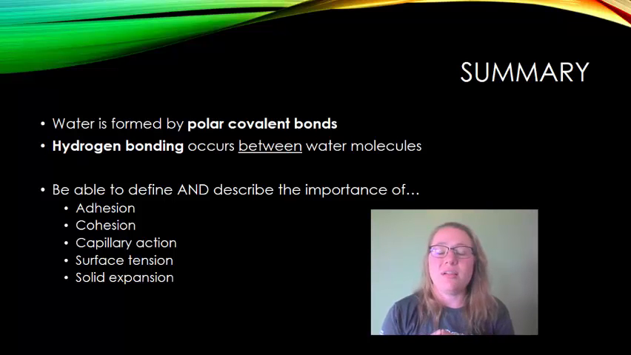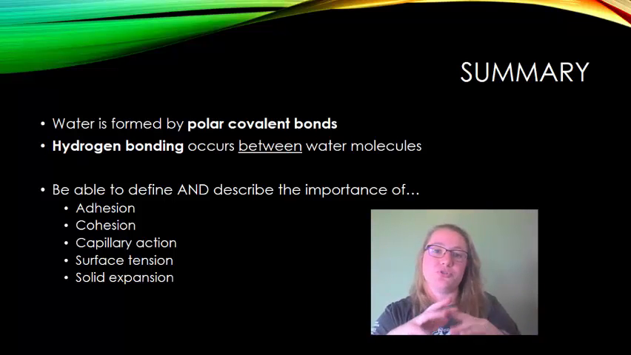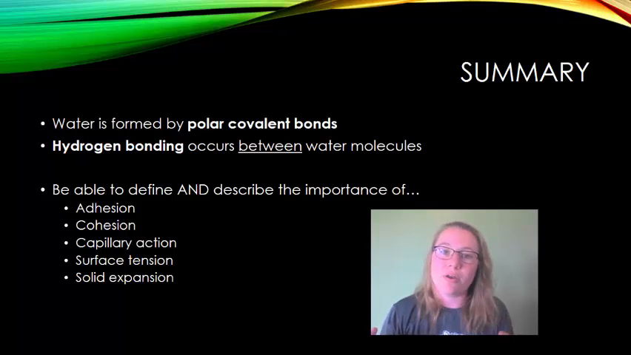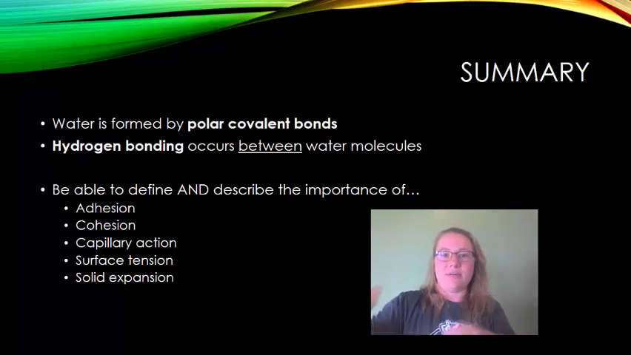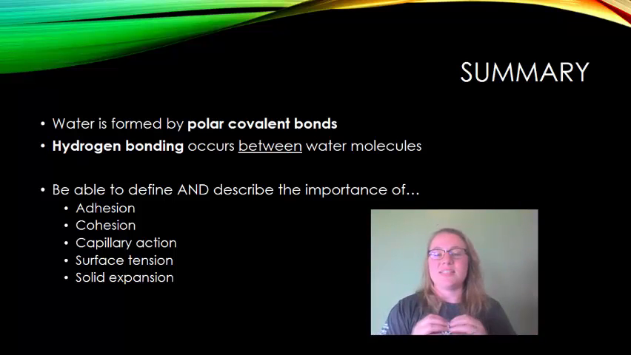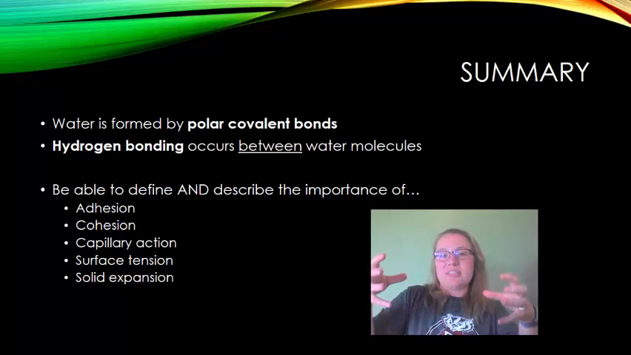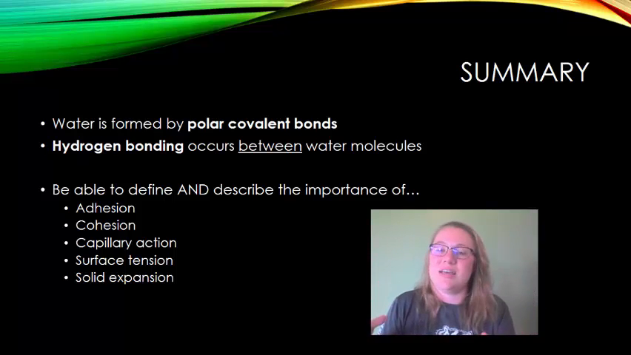Surface tension allows things like small insects to be able to scurry across the top of water, and that is a fascinating property of water that allows some things to kind of float on top of water. And then solid expansion, that's this idea that when water freezes to form ice, ice actually expands and is less dense than liquid water.